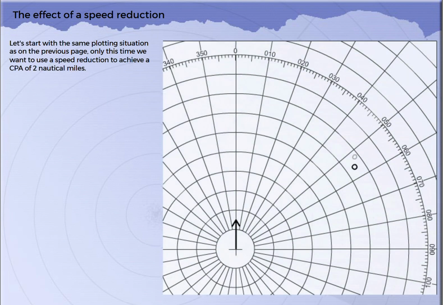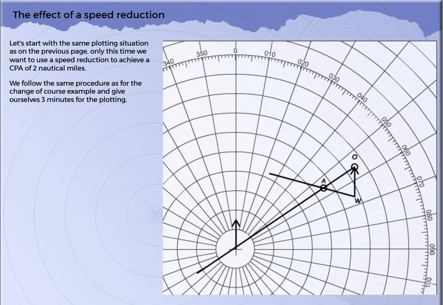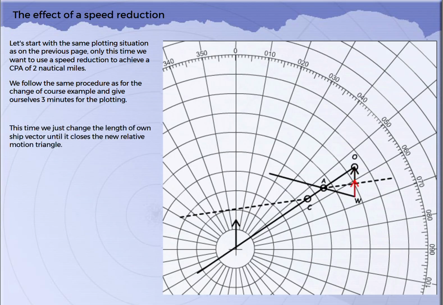Let's start with the same plotting situation as on the previous page, only this time we want to use a speed reduction to achieve a CPA of 2 nautical miles. We follow the same procedure as for the change of course example, and give ourselves 3 minutes for the plotting. This time we just change the length of own ship vector until it closes the new relative motion triangle. The length of this new vector represents our new speed, which will be approximately 7 knots.